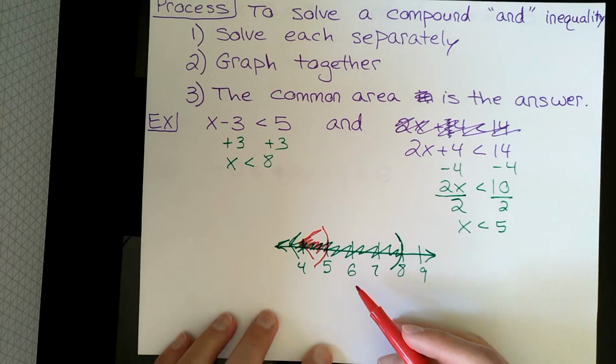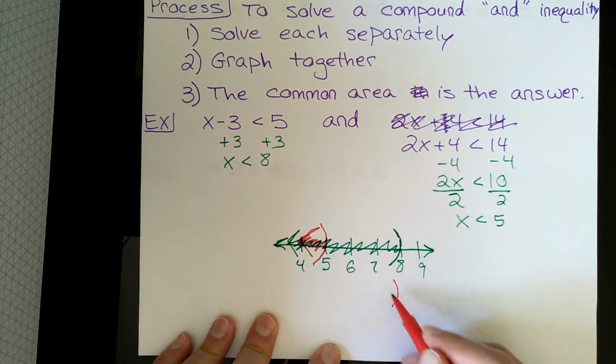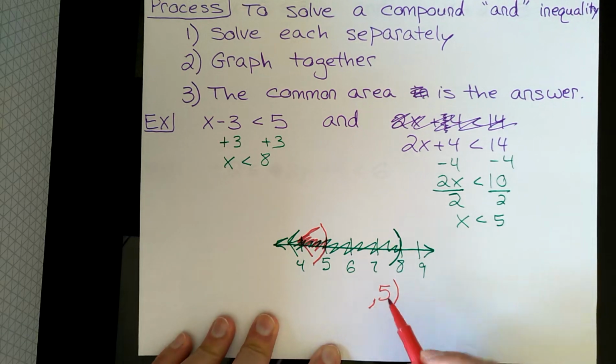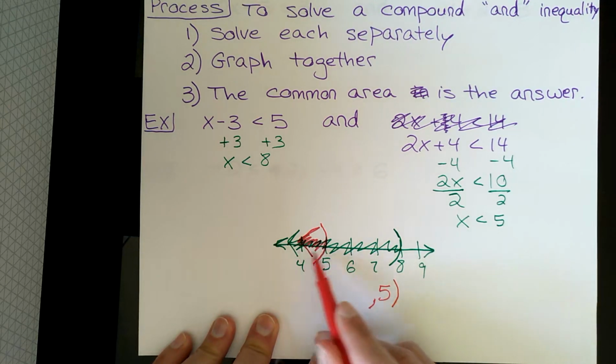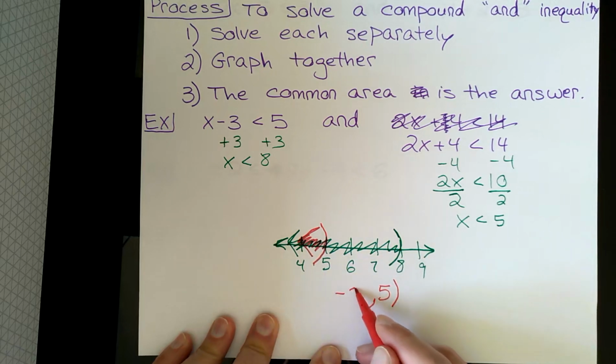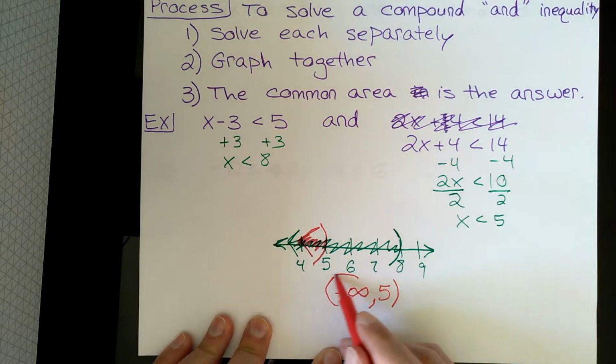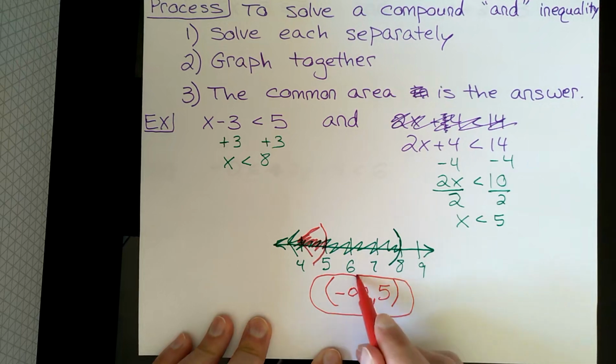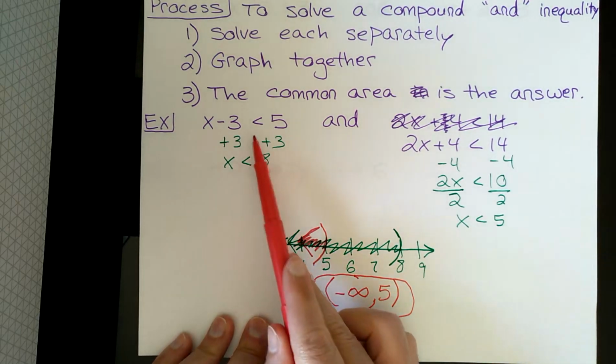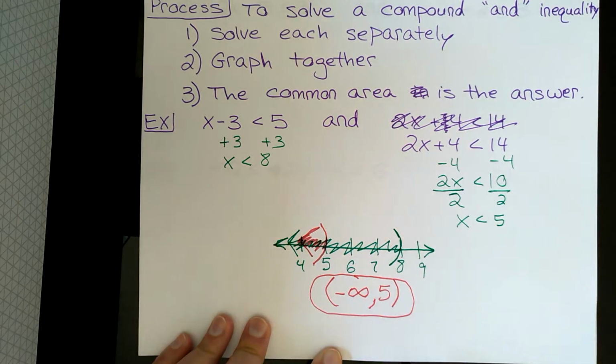So that means we're going to put a parenthesis at 5. And both of these shaded areas go all the way to the left, so they go all the way to negative infinity. So negative infinity to 5 solves both of these original inequalities.